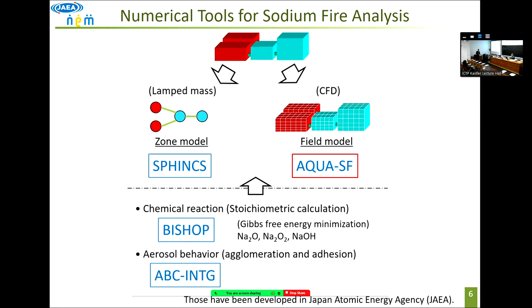Also, from the viewpoint of safety assessment, aerosol behavior is important. In aerosol, you can easily imagine that some aerosol particles coagulate and grow in size, and then fall down. So we need to investigate those phenomena. We developed the ABC-INTG code. ABC itself was originally developed by Sandia National Laboratories, I guess. Today, my topic is mainly focused on the field model, AQUA itself.